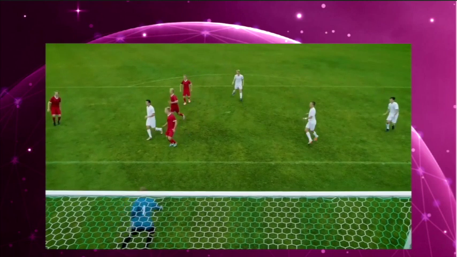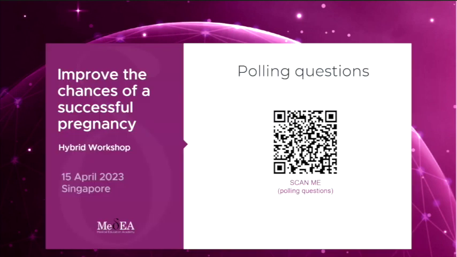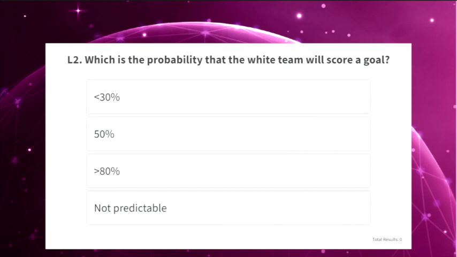Have a look here. So now the question is quite easy. What is, in your opinion, the probability that this ball will go into the net, that this guy will score this goal? So I think that in football, we are very experienced. So if we have a look at the result, probably in this case, we will have something different.